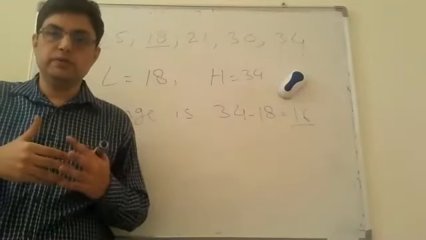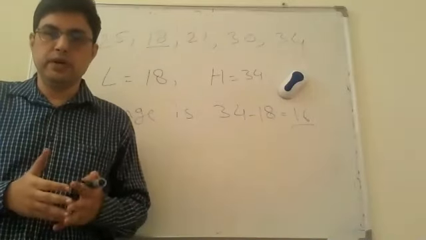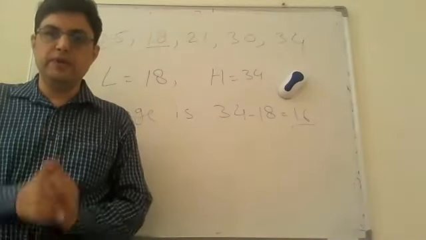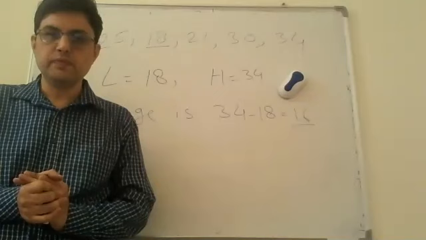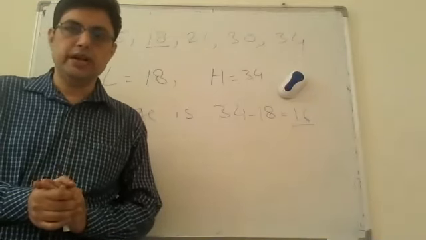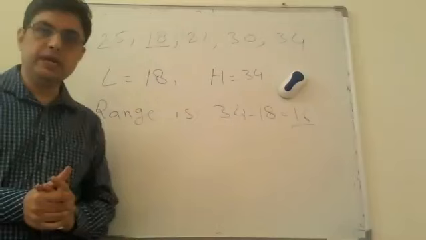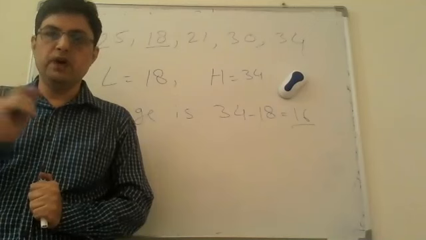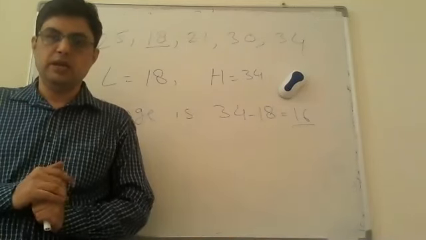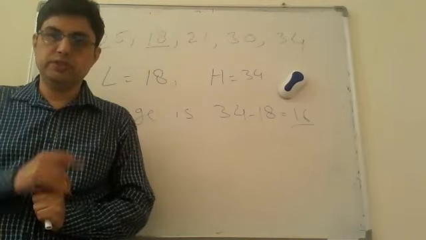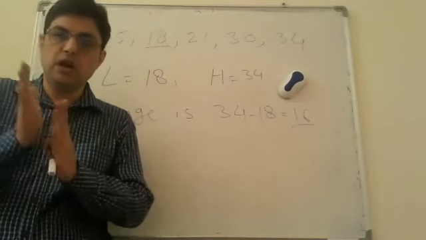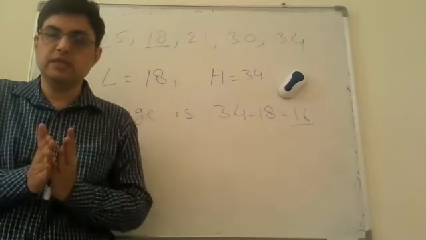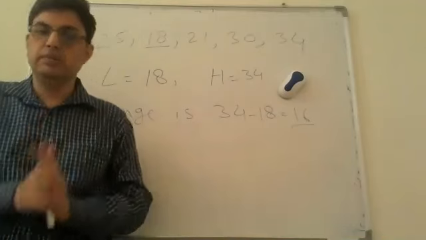If we are given more data, 100 data, 200 data, you have to find the lowest value and the highest value. That's it. That will be the range. Second, mean deviation. You need to understand it by the word mean. Mean means average. Deviation means how it deviates. So mean deviation means, if we are given some data, how it deviates from the mean.